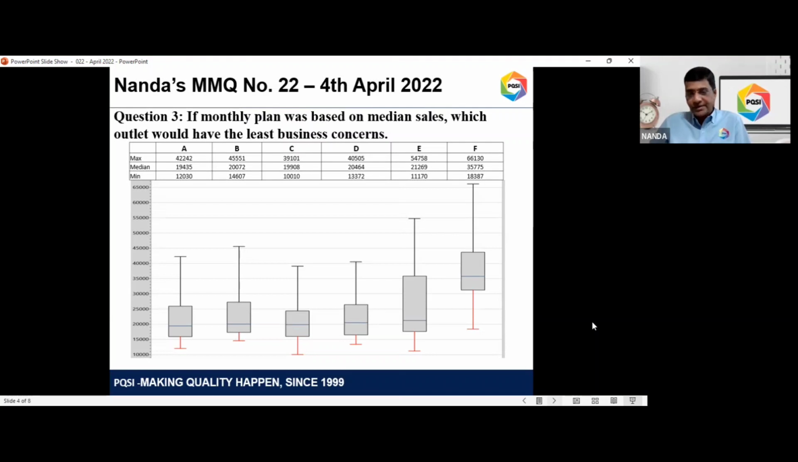Very, very interesting question. Read this question very carefully. For any business, there is a plan, a plan for a month, a plan for a year, etc. If the monthly plan was based on median sales, and there is a median value given here, and they plan based on the median sale, which outlet, in your opinion, would have the least business concerns? Those are the three questions.